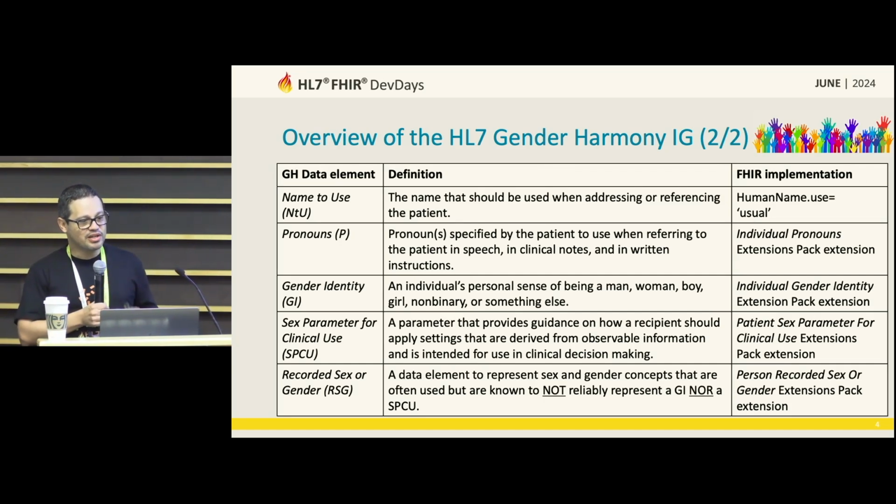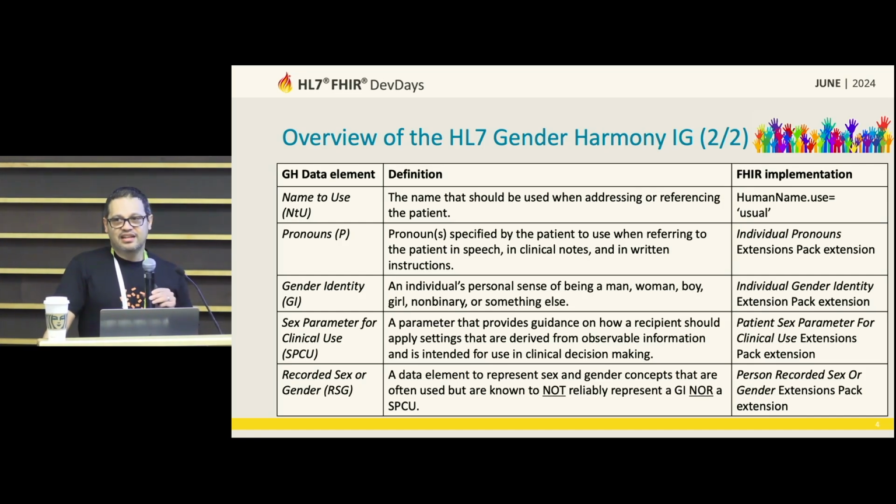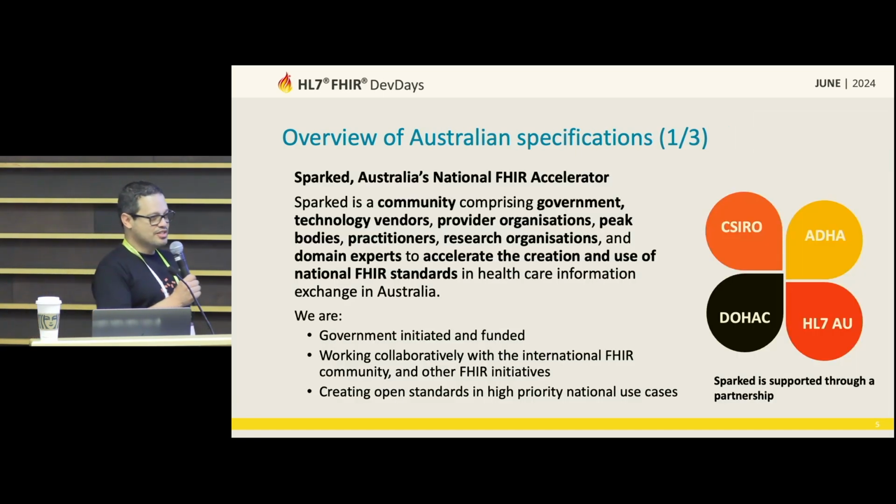And lastly, recorded sex or gender is a tricky one to understand at first, but in essence it is the fact that to date, most gender and sex information is captured in a single field, which needs to double for both someone's sex parameter for clinical use or their actual gender identity, and thus is unreliable. This is a means of asserting that that's what it is. And with that, I'm going to hand over to Danielle to talk about the Australian specifications.